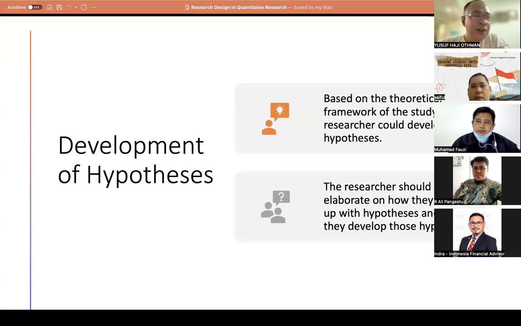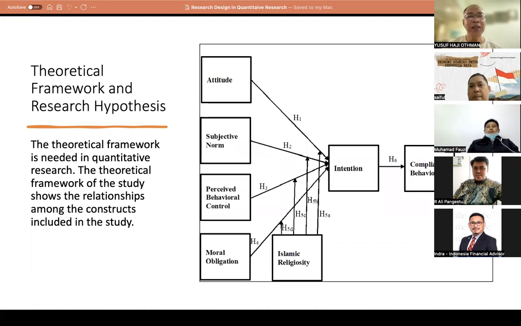However, Dr. Saiful, the constraint of quantitative research is we cannot elaborate in more detail. For example, attitude. We cannot get very detailed information, unlike in qualitative, because in qualitative, when we interview or do the focus group, we can ask follow-up questions. Yeah, we can ask the follow-up questions.